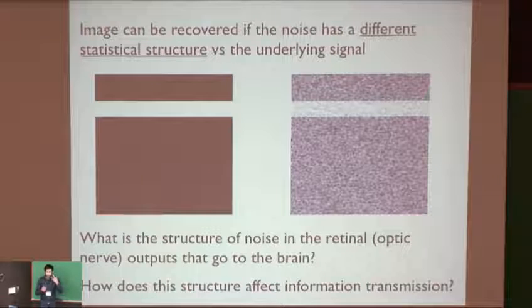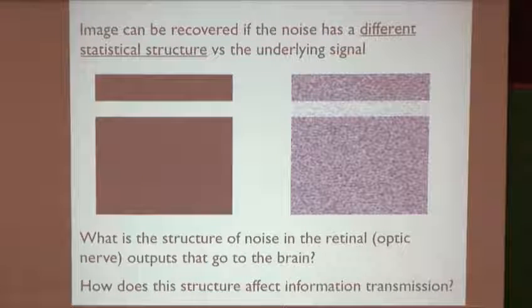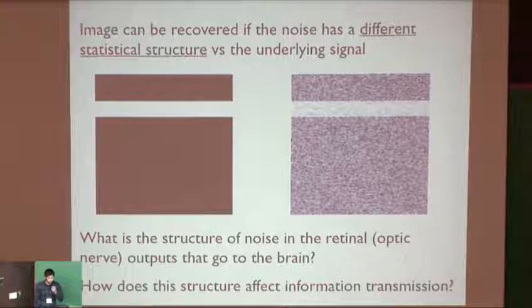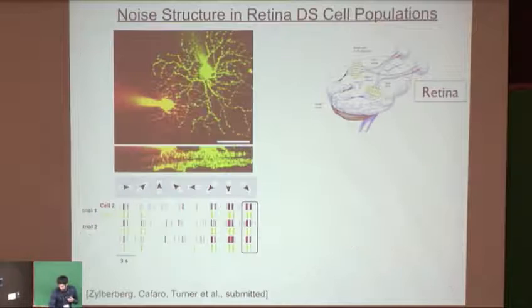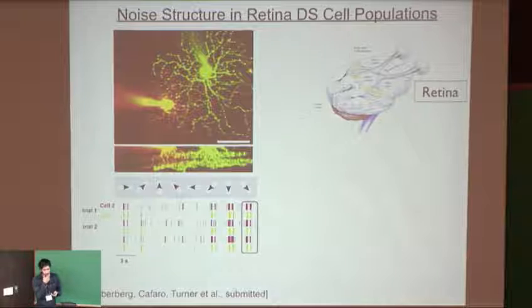So to understand this communication problem between retina and the brain, we need to quantify the structure of the noise in the retinal ganglion cell responses. So that's the noise in the actual messages going to the brain. We need to quantify the signals, and then we need to look for something like this, wherein there's a different structure to the signal versus the noise. What is the noise structure?